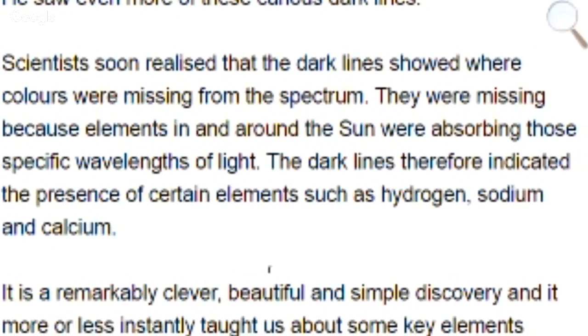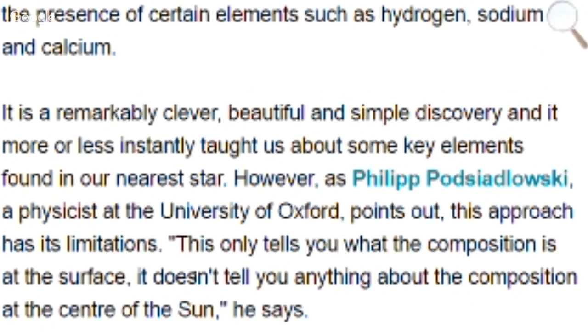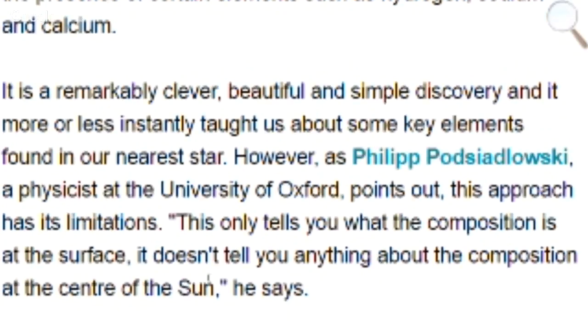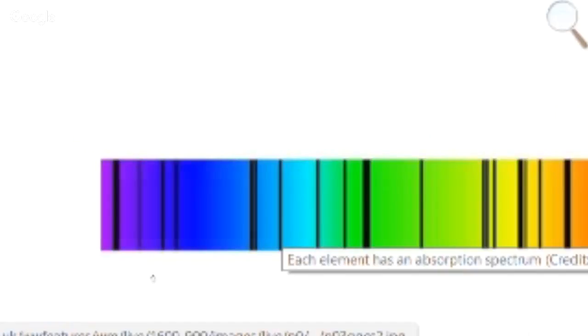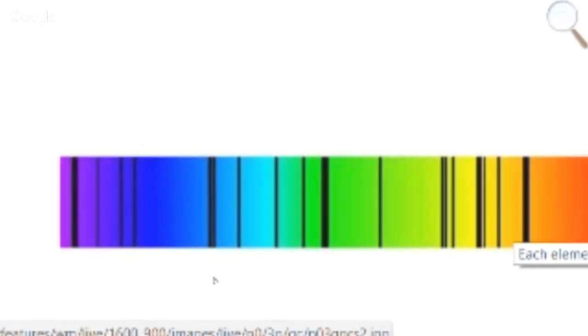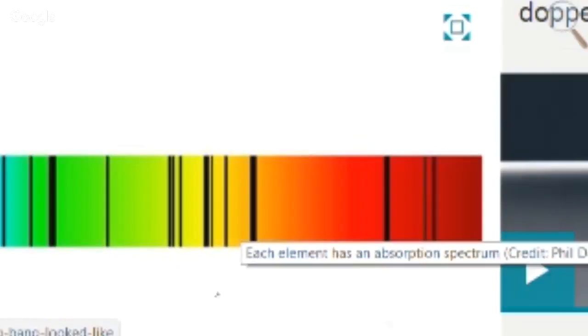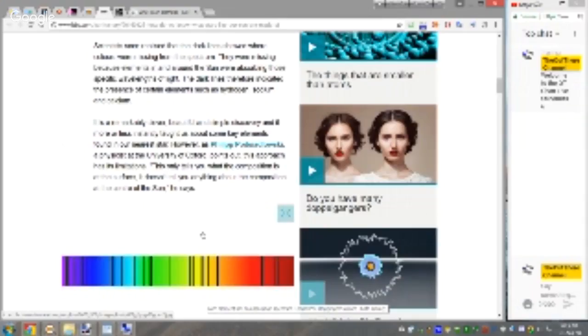The dark lines therefore indicated the presence of certain elements such as hydrogen, sodium, and calcium. It's a remarkably clever, beautiful, and simple discovery that's more or less instantly taught us about some key elements found in the nearest star. So here's a picture of the black lines that they see when they look out into space at various stars or whatever. So what's that one of?